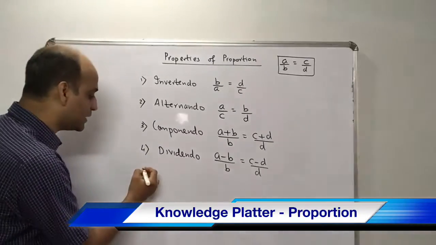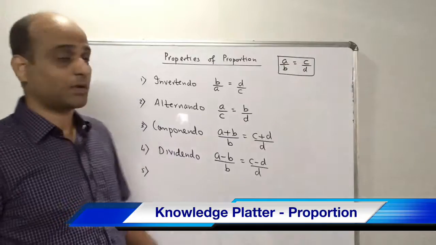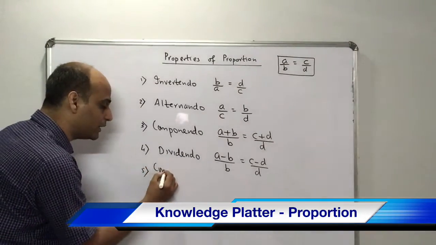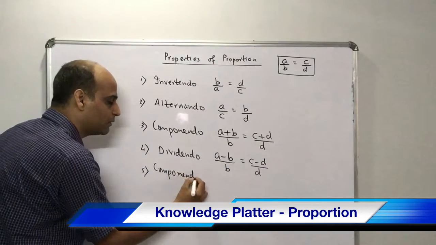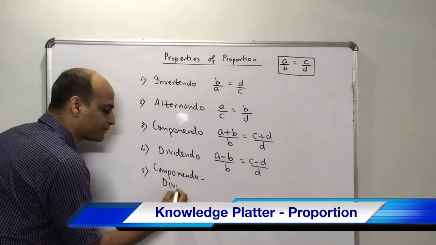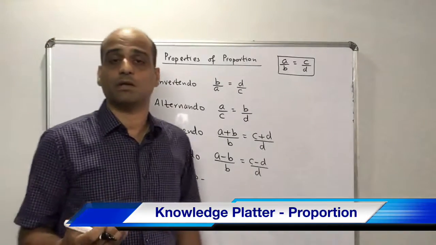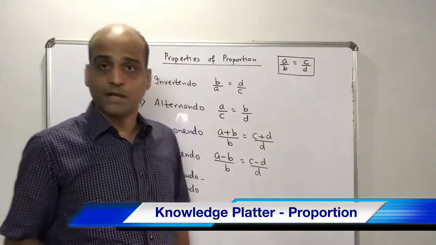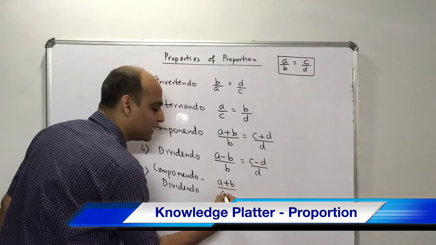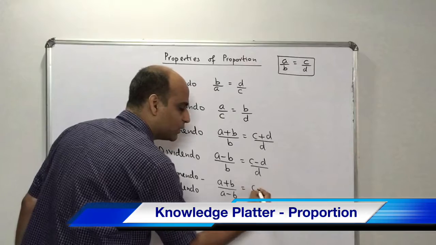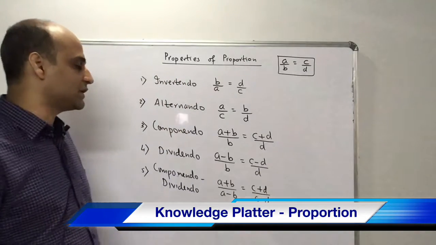And the next one is a combination of both componendo and dividendo. Hence we also call it as componendo dividendo. So next is componendo dividendo. Now the property here is it's numerator plus denominator upon numerator minus denominator. So you have A plus B upon A minus B equals C plus D upon C minus D, again on both sides.